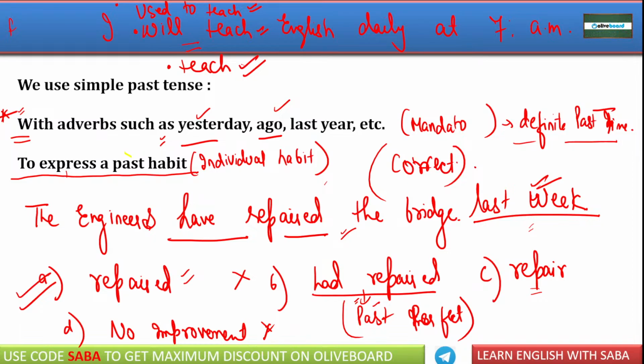Note it down somewhere. Sit with pen and paper. All these important points you can take down somewhere. Note quickly that the habit of any person should be in indefinite tense. It can be present also, past also, future also. Clear everyone?